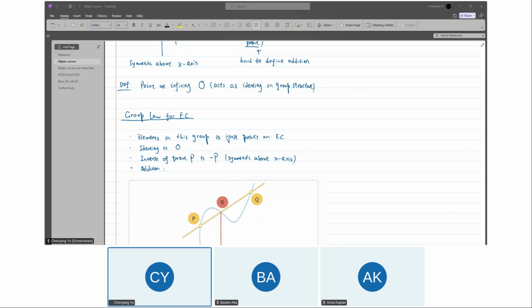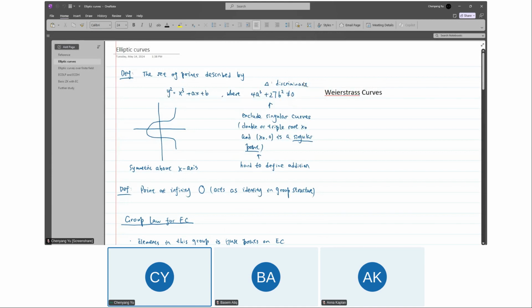Okay, my talk is going to be fairly quick, about 25 minutes. This week I did not follow the book. I followed some articles on the internet. Also, in the RareSkills ZK book, I found the EC part there is easier to understand.